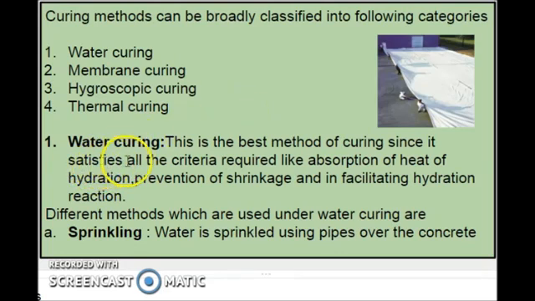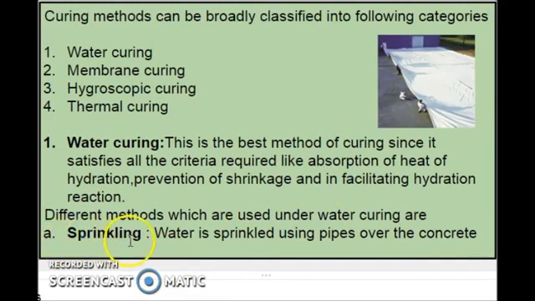First one is water curing. This is the best method of curing since it satisfies all the criteria required, like absorption of heat of hydration, prevention of shrinkage, and in facilitating hydration reaction. Different methods which are used under water curing are: first one is sprinkling.